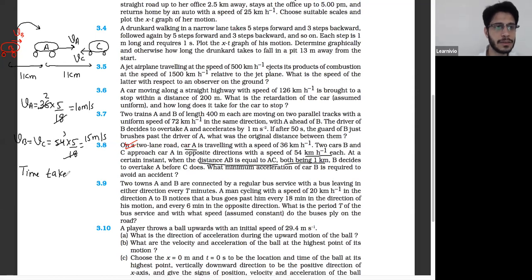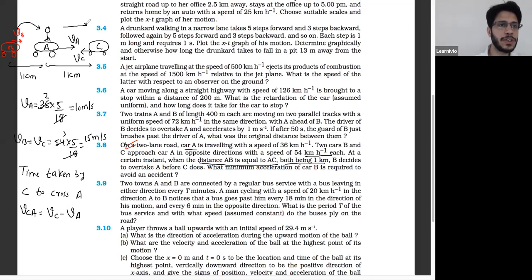taken by C to cross A. This problem is same as example 3 that we have done recently. Time taken by C to cross A. I put my observer on car A. So we will first need VCA, velocity of C with respect to A. So VCA is VC minus VA.